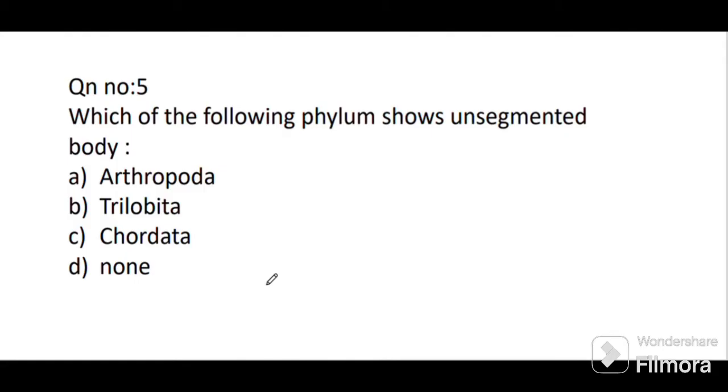Question number 5. Which of the following phylum shows unsegmented body? Option A, Arthropoda. Option B, Trilobita. Option C, Chordata. And option D, none of these. As we know, Arthropoda and Trilobita are known to have segmented body. The body is divided into 3 segments: head, thorax and pygidium. For Chordata also the body shows segmentation, because these are higher order organisms and they obviously have segmented body. So I think the option will be D, none of these.